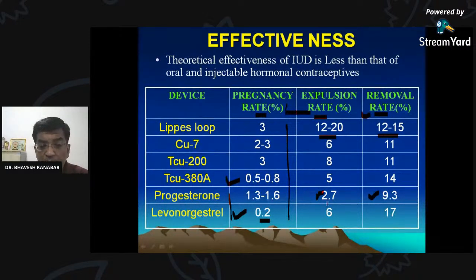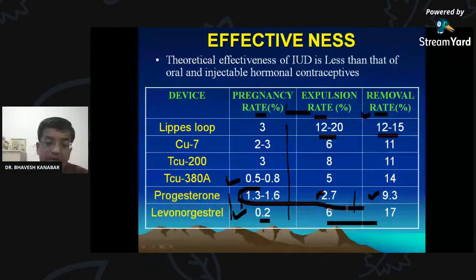But in the levonorgestrel containing device, you can see the expulsion rate and the removal rate both are high as compared to progesterone. In progesterone, even if the pregnancy rate is somewhat higher, here 0.2, there it is 1.3, just 1% difference. But for expulsion rate and removal rate, there is very much difference. 6 compared to 2.7 in progesterone, 50%. And in removal rate, 17 as compared to 9.3 with the progesterone device. It is almost 60% or 55%. So overall, we can see the progesterone containing device is best. But we can also say that levonorgestrel can be the second best device.